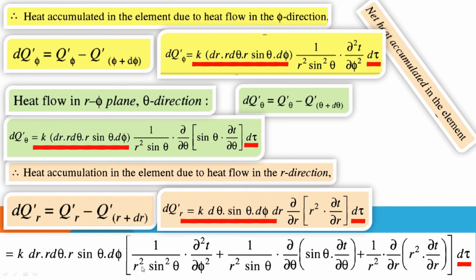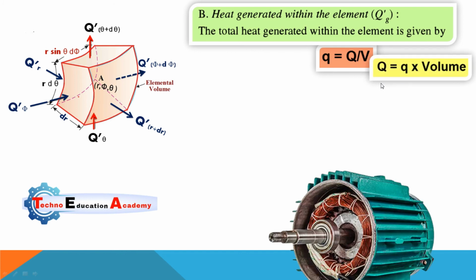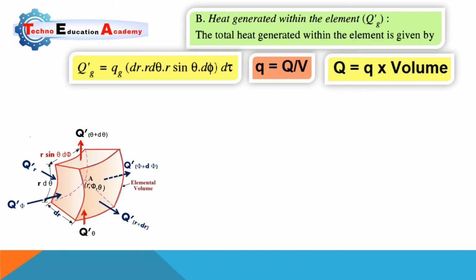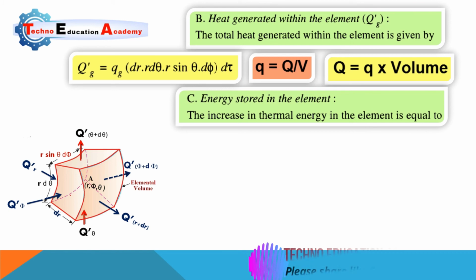Here we are considering r direction, theta direction and phi direction, and the total heat accumulated is the sum of heat accumulated in r direction, theta direction and phi direction. Now we have already discussed that in some cases there is an internal heat generation. So we know that small q equal to capital Q divided by V, where small q is the specific heat, this is the total heat divided by volume. So total heat equals specific heat multiplied by volume, and here the volume of the element is dr thickness into r d theta into r sin theta into d phi. This is the volume of the element.